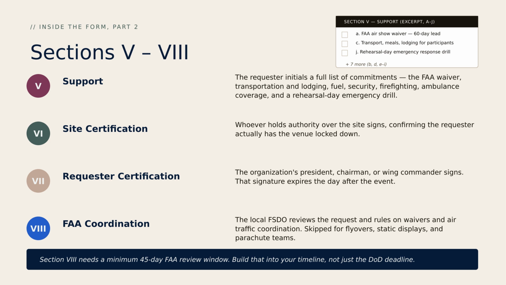Once complete, the form routes to the Navy Office of Community Outreach in Millington, Tennessee by email. DoD releases the full season schedule in December, 2 years ahead of the season itself. So after that point, your only path onto the calendar is a cancellation opening up a slot.